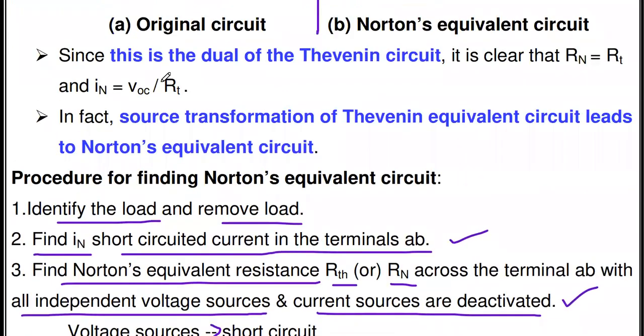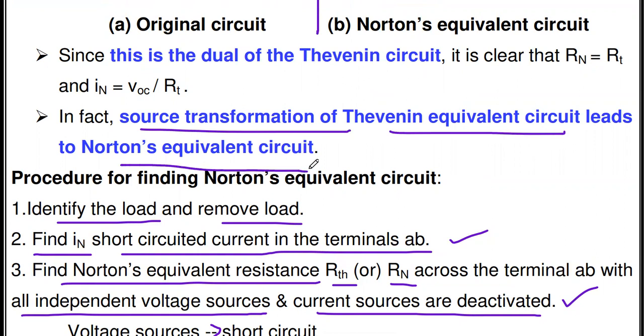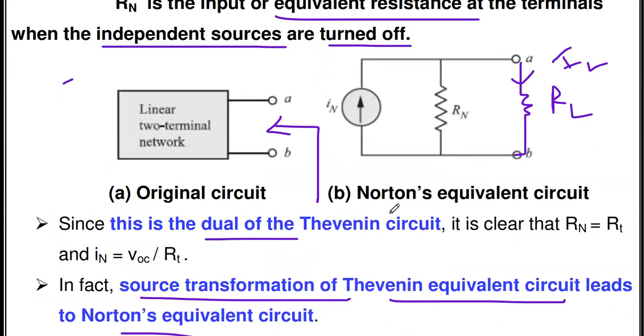So both Thevenin's and Norton's models are equivalents. Using the source transformation technique, we may convert the Thevenin's equivalent into Norton's equivalent. If we have a Thevenin's equivalent circuit, using source transformation we can convert it into Norton's equivalent. If we have a Norton's equivalent circuit, we can convert it into Thevenin's equivalent using source transformation. So that's why the Thevenin's model and the Norton's model are said to be duals of each other. This is the idea behind Norton's theorem.